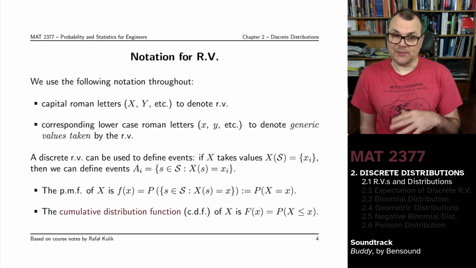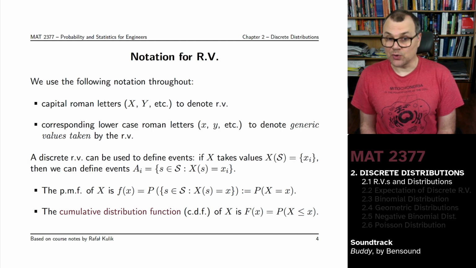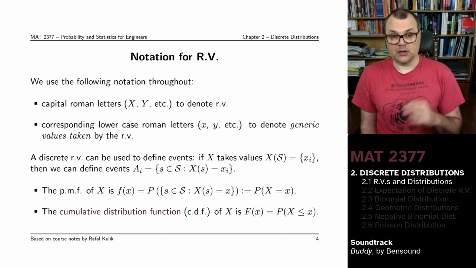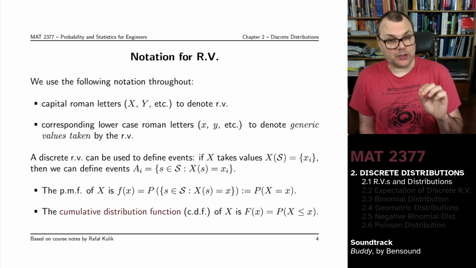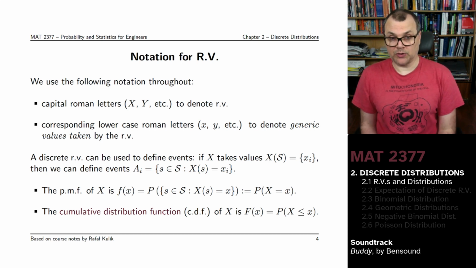We're going to use the same notation throughout here to make things easier to follow. Capital Roman letters, X, Y, Z, and so forth, these will denote random variables. And when we use the corresponding lowercase Roman letter, little x, little y, little z, we are denoting a generic value that can be taken by the random variable.